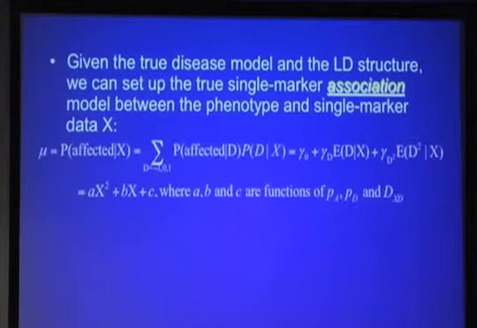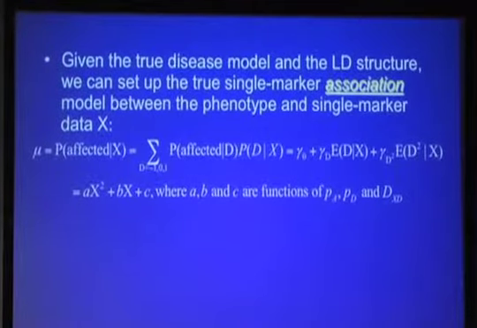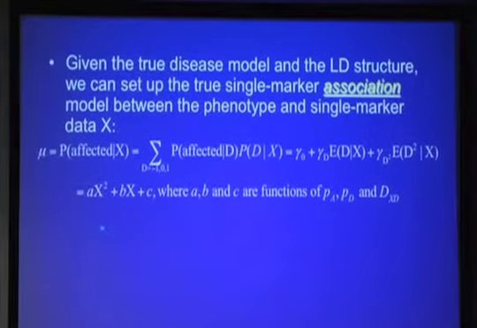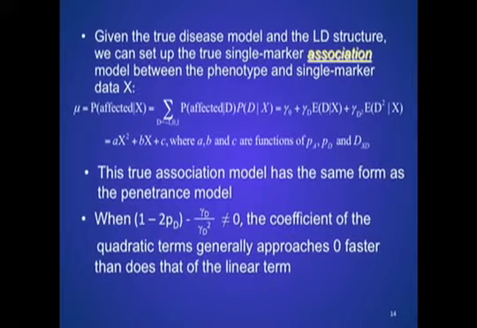We can say what's the model we've got, and it turns out to be like this. And we notice, this is the point, it's of exactly the same form as we had before, but these coefficients now are functions of all these bits and pieces. And that's important because the disease model, we know what's going on. Here it's with a marker that's not the disease locus itself. So the true association model has the same form as the penetrance model, what's really going on.